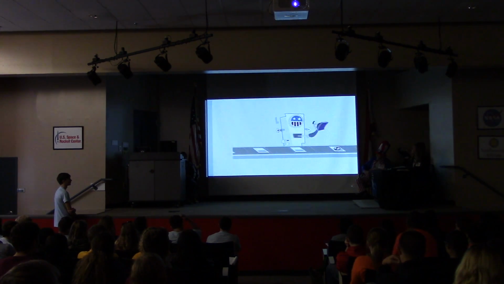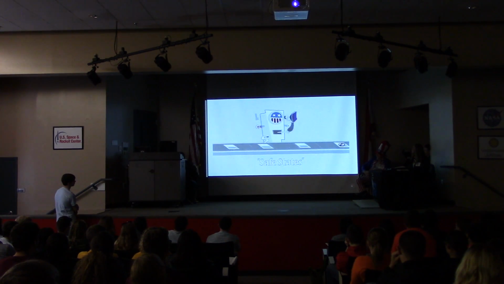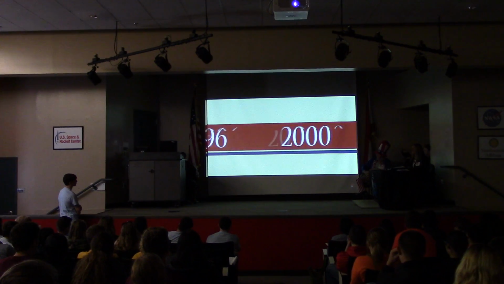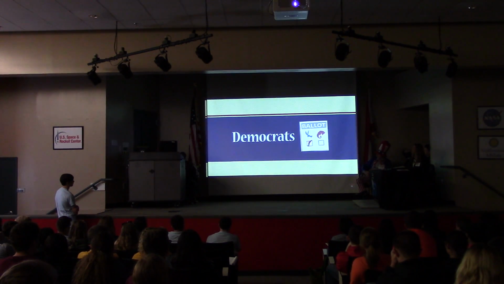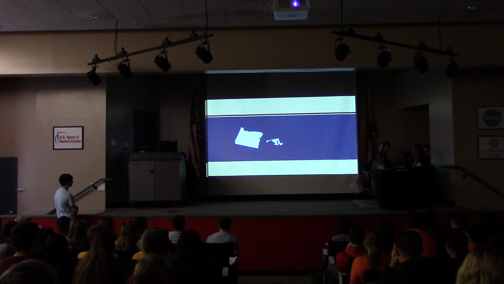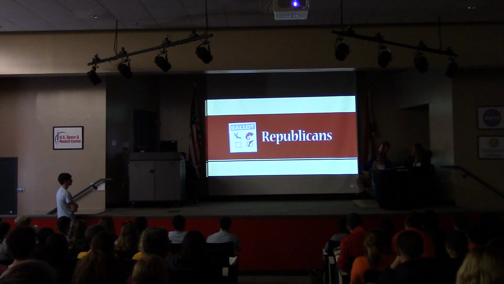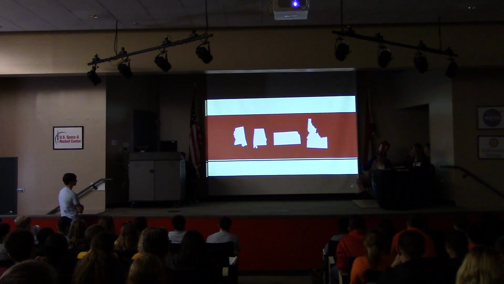There are certain states that have a long history of voting for a particular party. These are known as safe states. For the past four election cycles, in 1996, 2000, 2004, and 2008, Democrats could count on states like Oregon, Maryland, Michigan, and Massachusetts, whereas the Republicans could count on states like Mississippi, Alabama, Kansas, and Idaho.